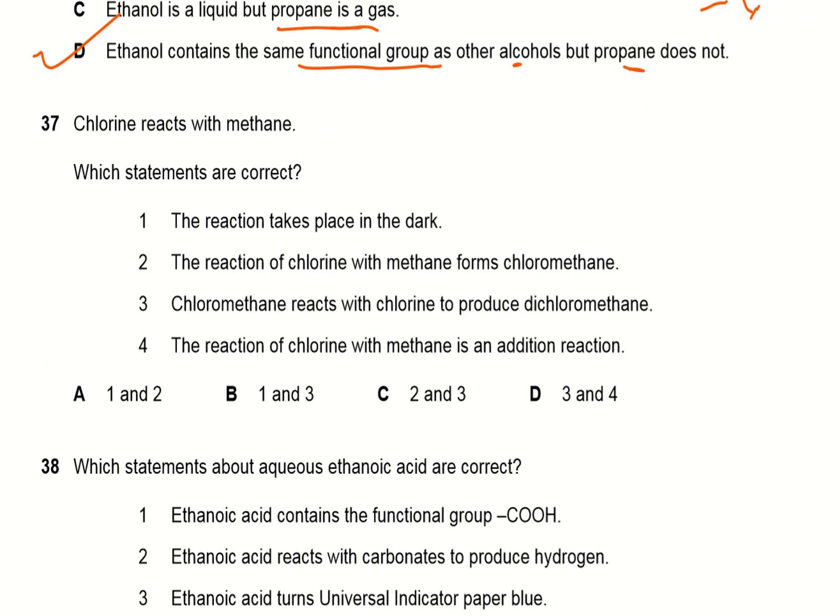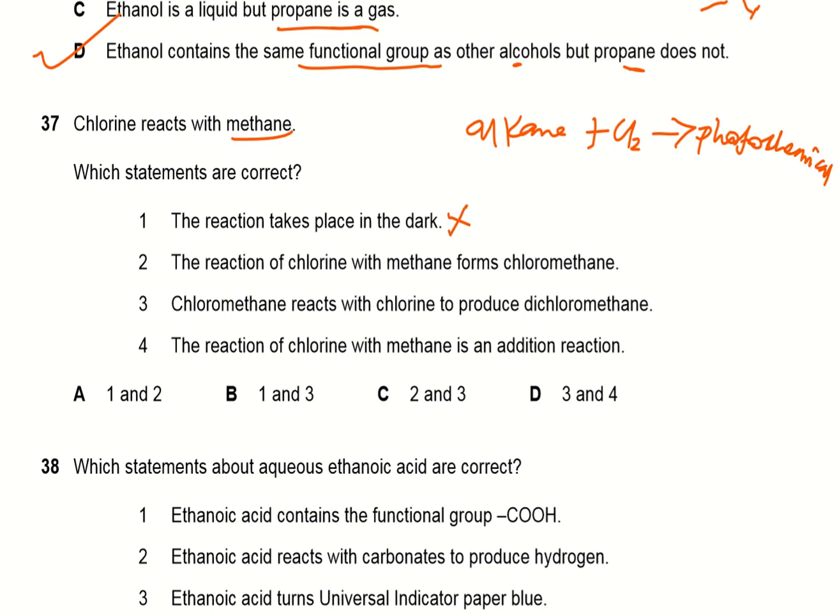37. Chlorine reacts with methane. Which statements are correct? The reaction takes place in the dark. No, methane is an alkane, and alkanes are generally unreactive. The reaction of an alkane with chlorine is a photochemical reaction, so it can't take place in the dark.